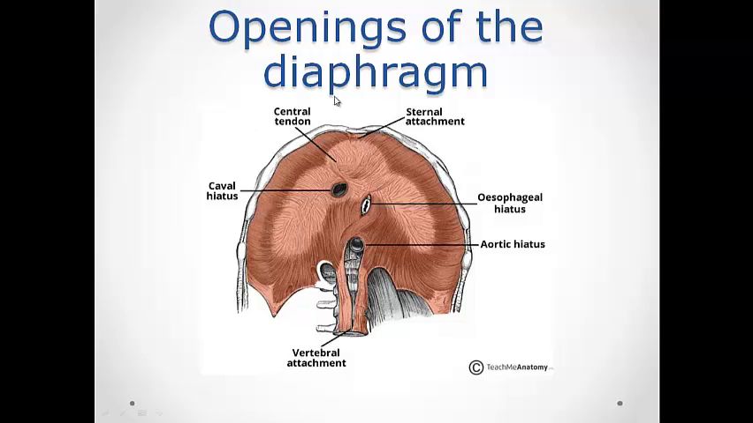The third opening is called the caval hiatus. That's found a little bit in the central tendon. And this one transmits the inferior vena cava, which is passing in the opposite direction. It's going from the abdomen to the thorax.